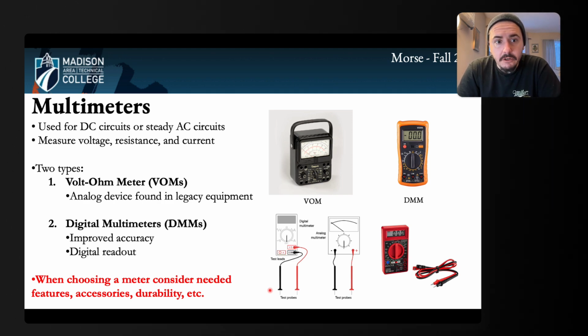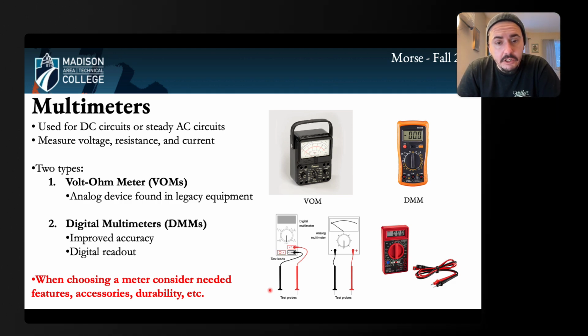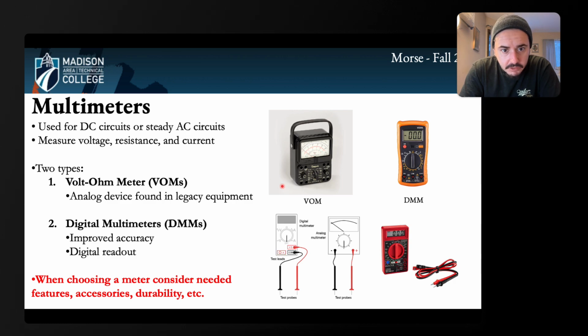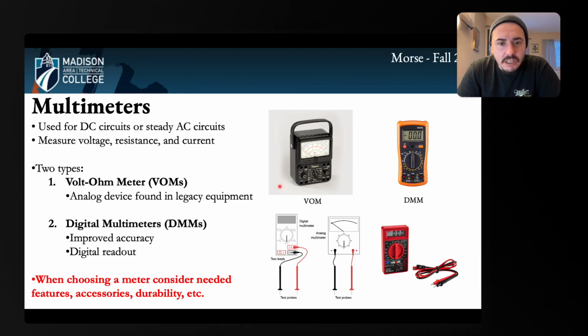So a multimeter can be used for DC or AC circuits, and they're used primarily to measure voltage, resistance, and current. Now they have a few other features we'll talk about, but there's two basic types of multimeters. So first we have this one here. This is called a volt ohm meter, and you might find this in your grandpa's garage or something like that. Or I mean, I have one, but just because it's fun to have. I like older scientific equipment, but these are largely outdated.